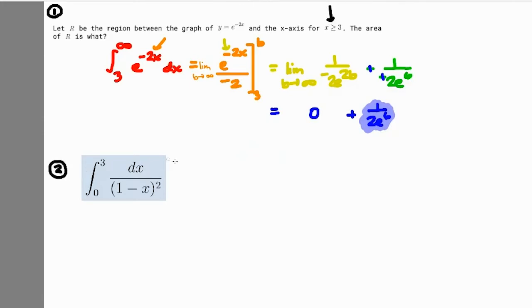The main thing is this 1 minus x. You're going from x equals 0 to x equals 3, which means you're passing 1. Okay? 1 is where a vertical asymptote is happening because you're dividing by 0 there, because 1 minus 1 is 0 on the bottom. So that means there's a vertical asymptote at 1.